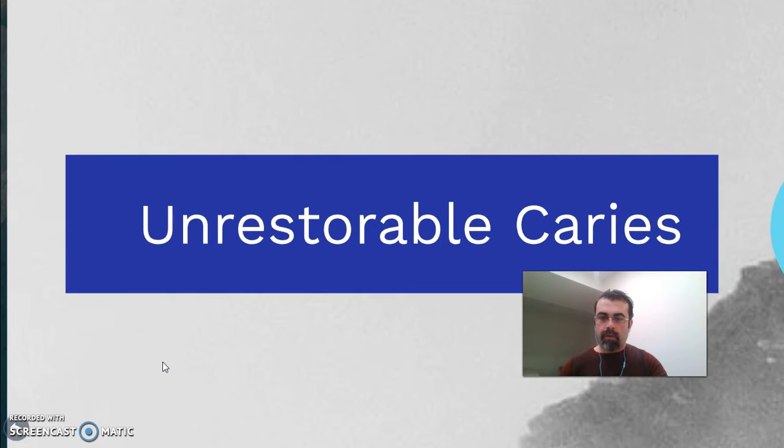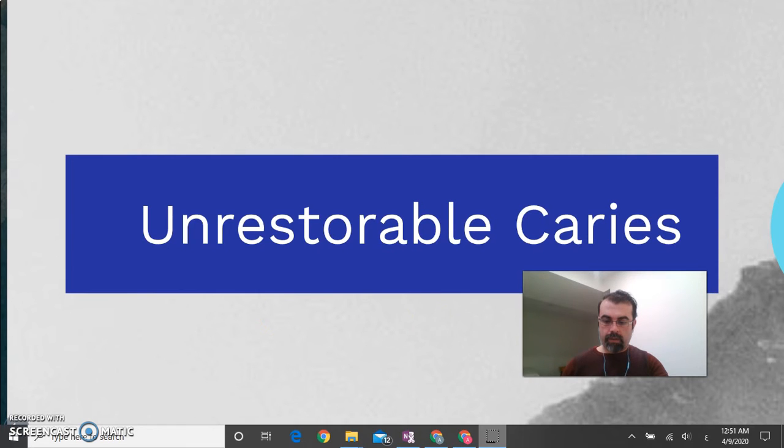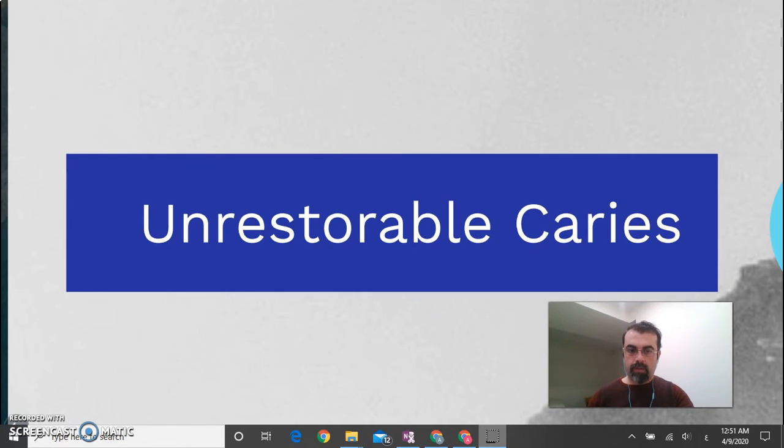Number 1, unrestorable caries. The tooth itself has caries but it's unrestorable. I cannot refill it again, I cannot put a filling in, I cannot do the root canal. That depends on the amount of caries, the shape of the root canal system, and vice versa.